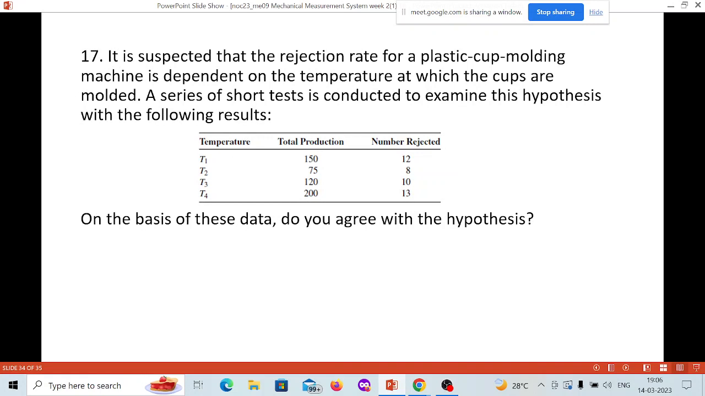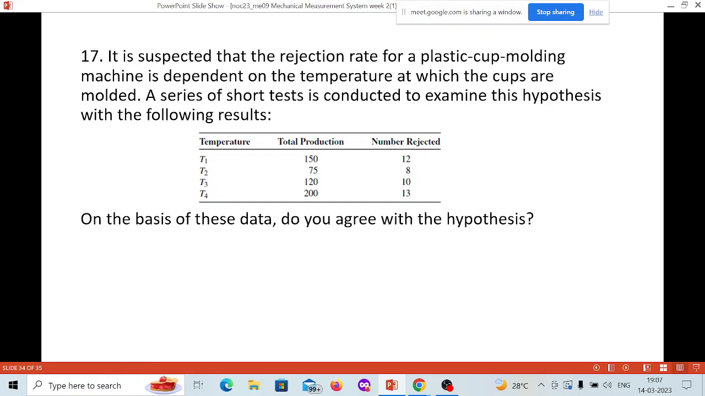So the next question is a chi-square test to test a hypothesis whether this is true or not. In this case, it is suspected that the rejection rate for a plastic cup molding machine is dependent on the temperature at which the cups are molded. So a series of short tests is conducted to examine this hypothesis with the following results. You have 4 temperatures, and the production has a certain number of units, and out of the production some are getting rejected. So you have the production given, and you have a rejection rate. On the basis of this data, you have to decide whether the hypothesis is true. So the hypothesis is that the rejection is dependent on the temperature.